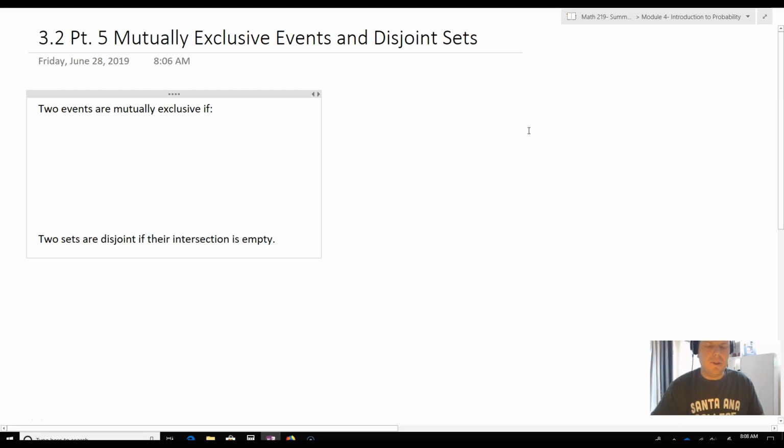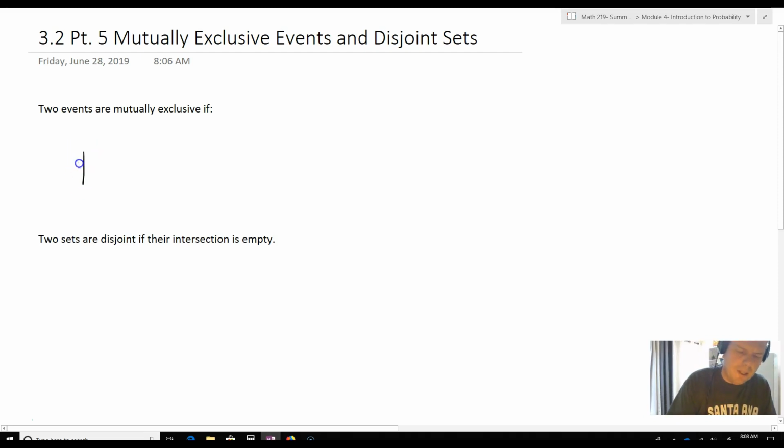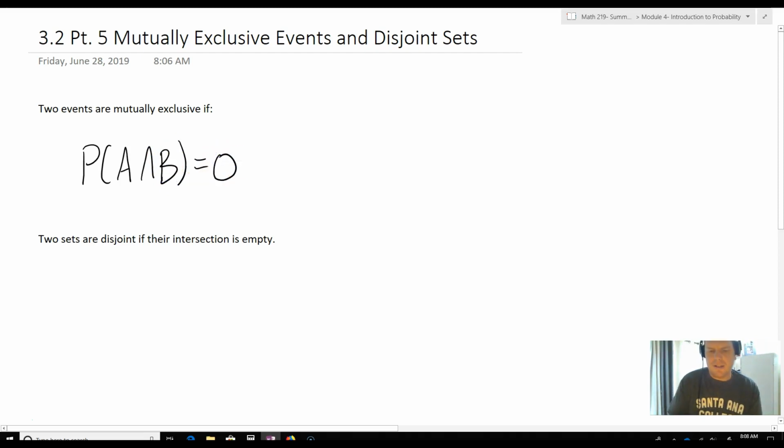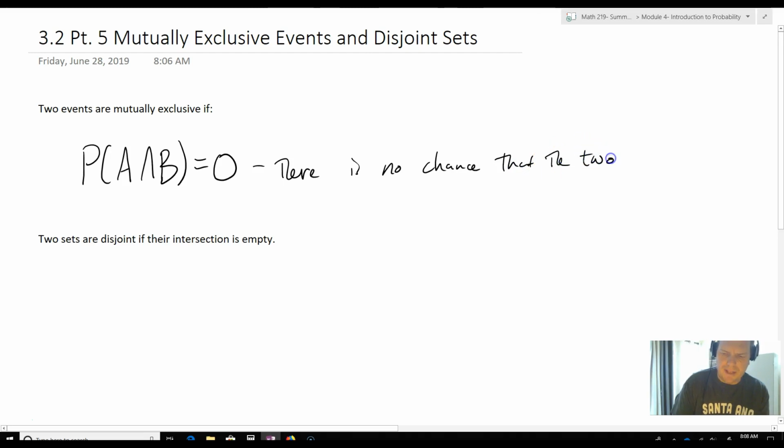So two events are mutually exclusive if the probability of A intersect B is equal to 0. So basically there is no chance that the two events can happen simultaneously. Okay?